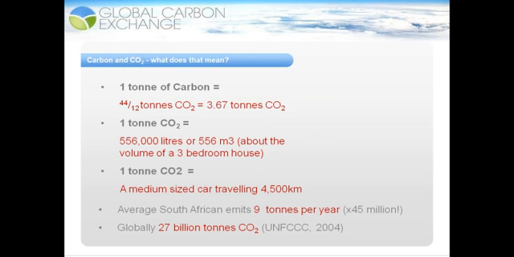On average, South Africans emit about 9 to 10 tons of CO2 per annum. So our local carbon footprint as a country is around 450 million tons. And per capita, we're one of the highest emitters in the world. In fact, per unit of GDP, we are the highest emitter in the world.